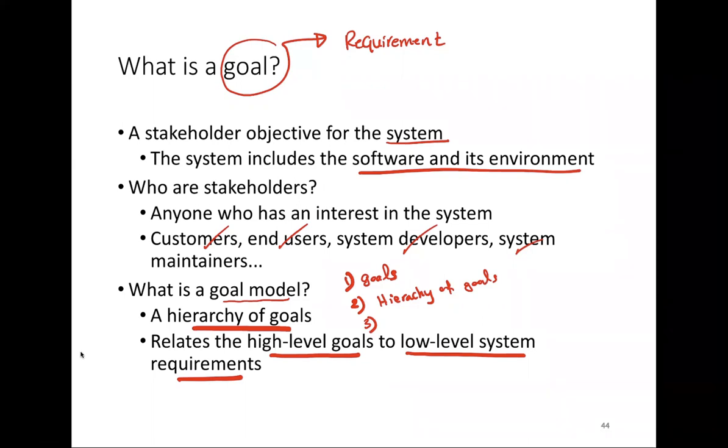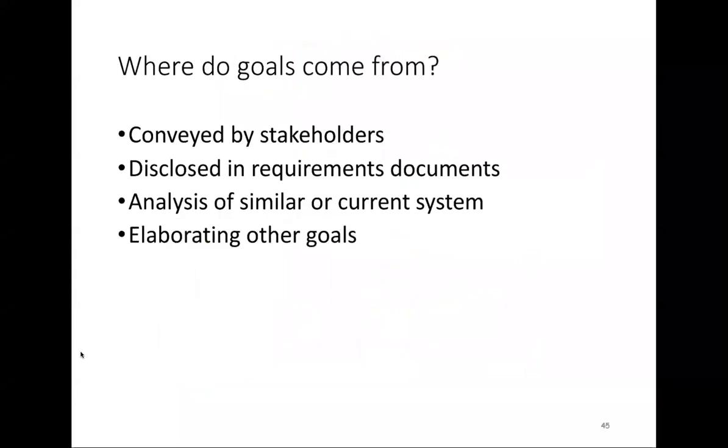So where do goals come from? They could actually be conveyed by the stakeholders when you meet with them and start collecting requirements. And then you try to come up with those lists of requirements that identify the stakeholder objective to the system. Another way of eliciting the goals is to find them in the requirement documents. Or you could do it through the analysis of similar or current systems, or even by elaborating other goals and dividing a goal into sub-goals, you can easily find other sets of goals.